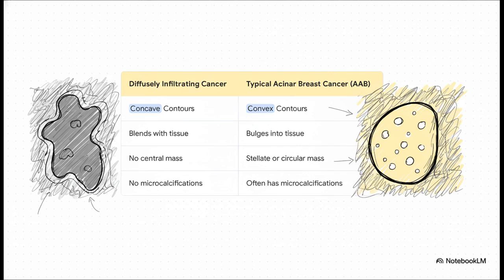Okay, so this brings us to the most critical point, how this cancer interacts with the tissue around it. This table really sums up the key differences when you compare it to a typical acinar breast cancer, or ABC. Now, a typical ABC bulges outwards, creating a convex or rounded border. But this diffuse type actually pulls the tissue inward, creating concave contours. It blends in, doesn't form a mass, and doesn't have those calcifications. These differences are absolutely fundamental to even finding it.